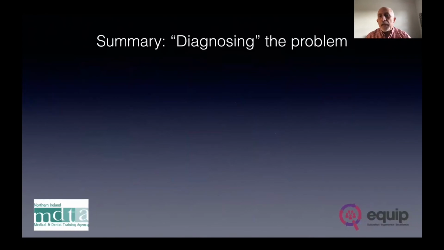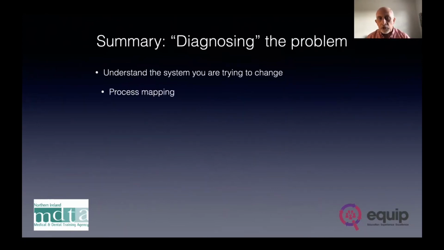So in summary, diagnosis is absolutely key to designing a good quality improvement project. And if you don't get the diagnostics right, you'll often find that you start to do some plan and change and realize you haven't really understood the problem in the first place. So in summary, here's a few things that you need to do. You need to understand the system you're trying to change, and process mapping is the key way to do that.